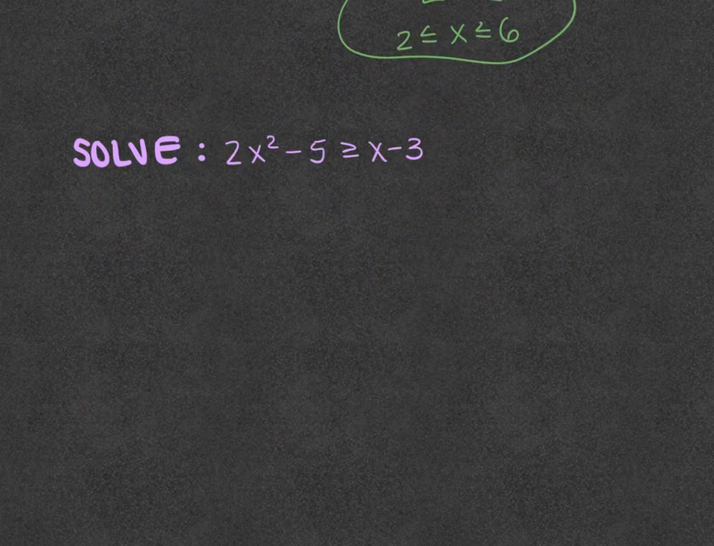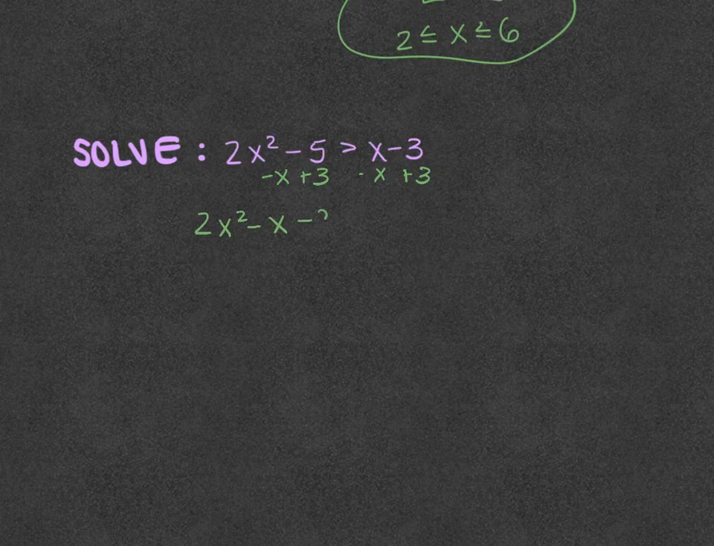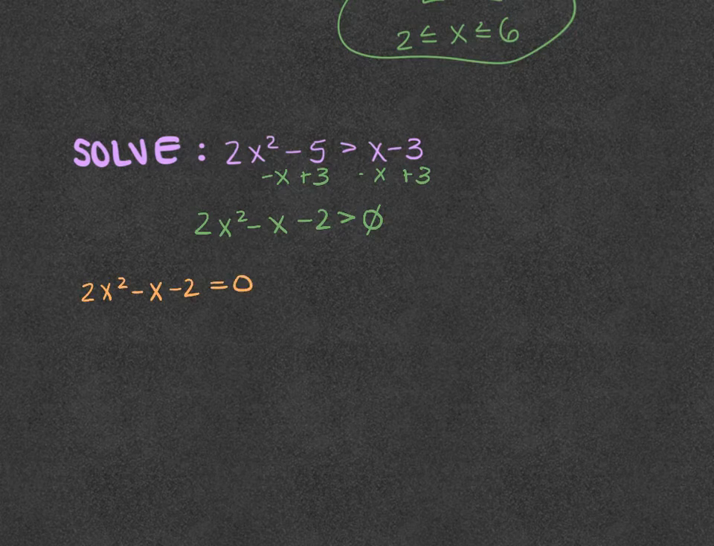I'm actually going to change it and make it just greater than so we can look at a different type. The first thing I'm going to do is move all of my variables to one side of the equation, because quadratics are a lot easier to solve when they're equal to 0. So we're going to move the x over and the 3 over. It's x plus 3. So we get 2x squared minus x minus 2 is greater than 0. Now we're going to follow the same steps as before. I'm going to set 2x squared minus x minus 2 equal to 0, so we can figure out where it hits the x-axis.